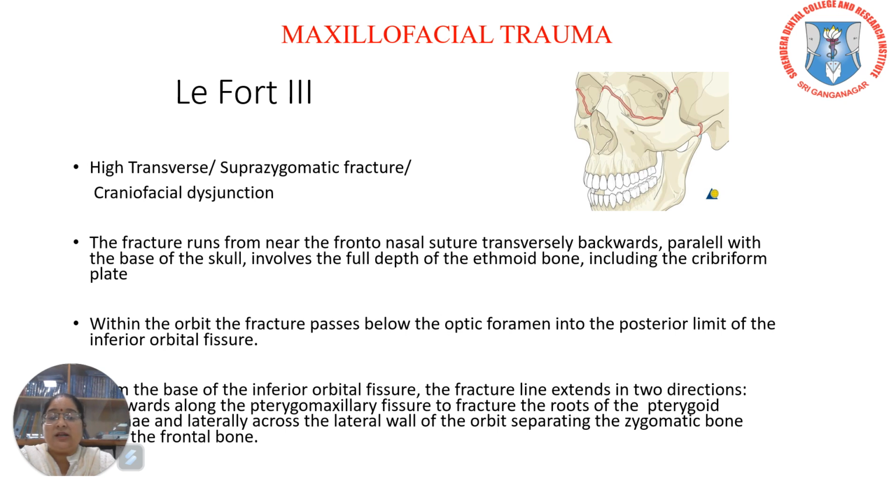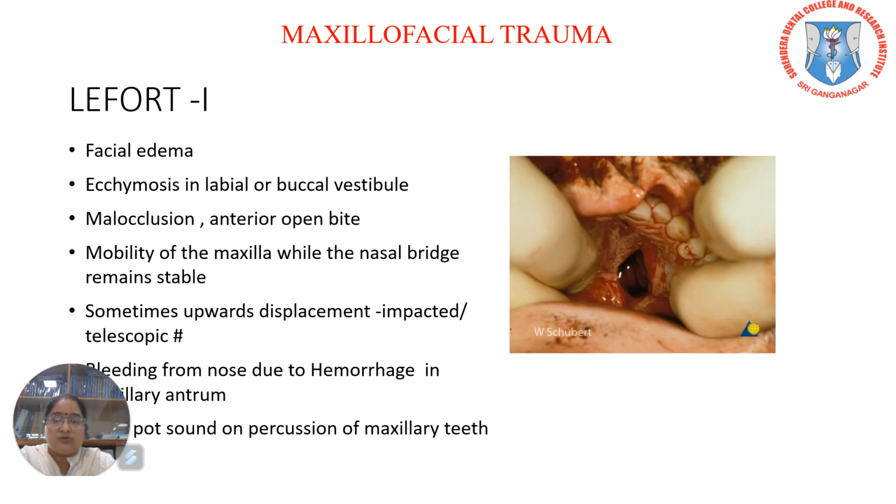Within the orbit, the fracture line passes below the optic foramen into the posterior limit of the inferior orbital fissure. And from the base of the inferior orbital fissure, the fracture line extends in two directions: along the pterygomaxillary fissure to fracture the root of the pterygoid laminae, and laterally across the lateral wall of the orbit, separating the zygomatic bone from the frontal bone, that is the frontozygomatic suture.